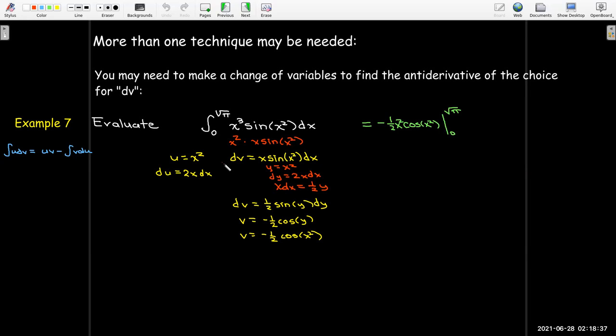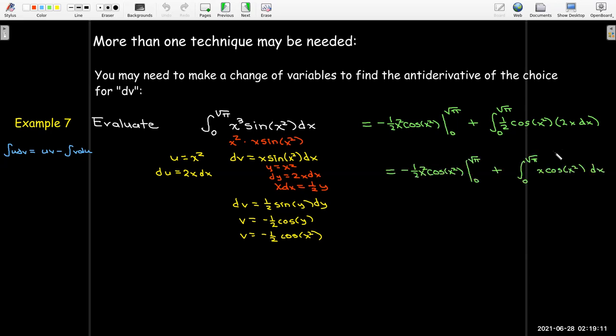Now let me put that into my formula. The u times v would be minus 1 half x squared cosine of x squared, evaluated between 0 and radical pi. And then I'll be subtracting the integral, but I know that my v has a minus, so that'll give me a plus. And so now I should have, here's my du, and here is the v. And I can simplify that. Half times 2 is just going to be 1.